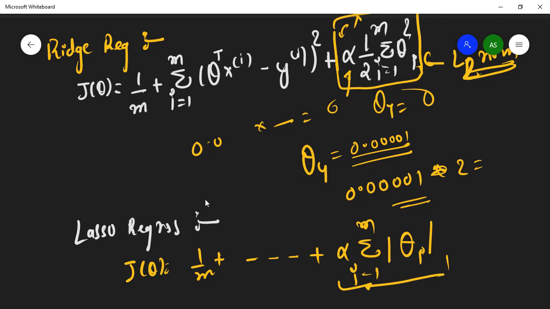Lasso regression is very strict. Whatever feature it finds less important, it will directly make that theta 4 equal to 0. Here we assumed theta 4 goes closer and closer to 0, but in lasso it will take it directly to 0. So it is very harsh, and both have specific use cases. This is called the L1 norm, and this is called the L2 norm.